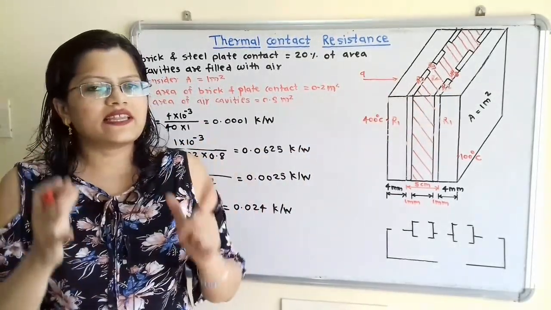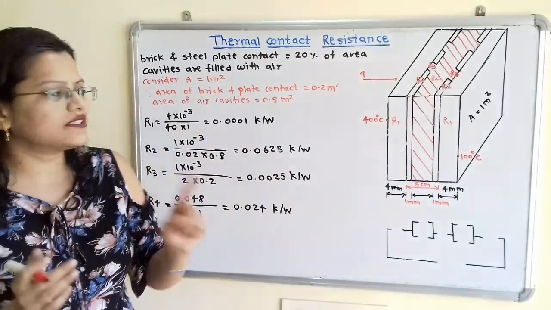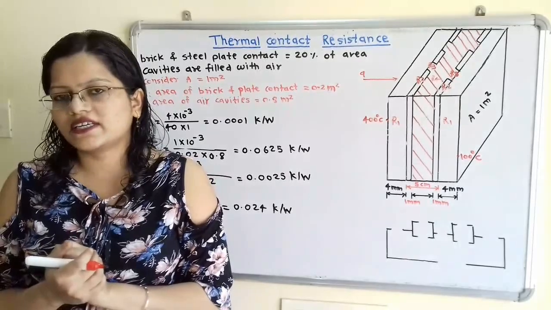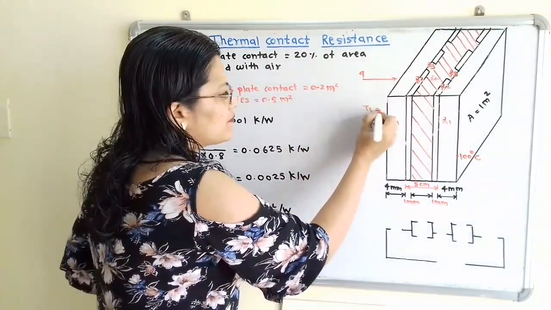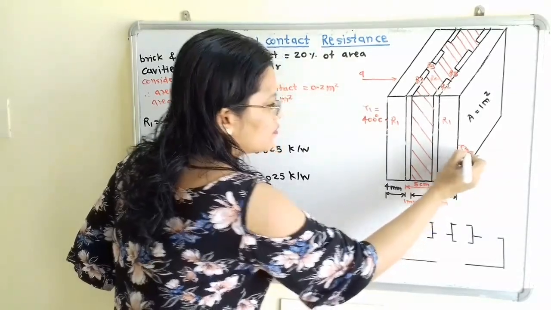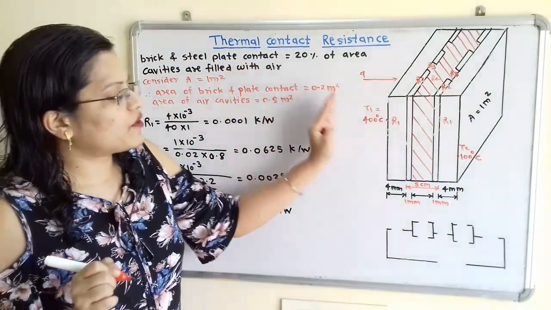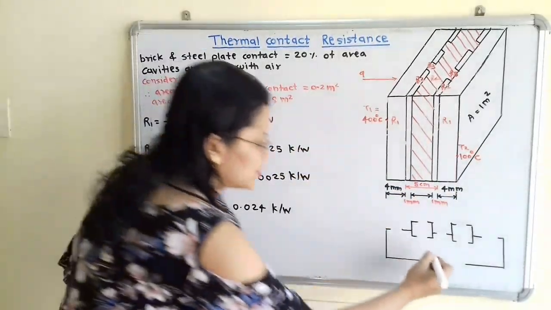Now we will draw the electrical analogous circuit. This whole heat transfer process is taking place between 400 degrees Celsius and 100 degrees Celsius. So I will consider this as the temperature T1 and here the temperature T2. Heat is flowing from the left hand side towards the right hand side, so I will take T1 minus T2.